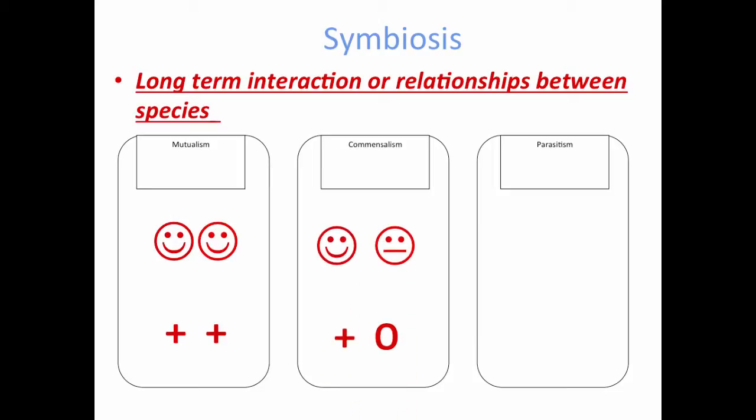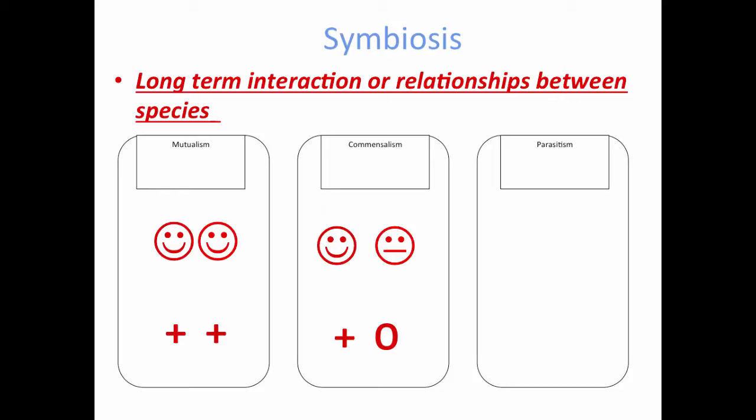Commensalism is when one organism benefits from the relationship, but the other one is not affected. They are not helped, but they're not harmed either. So we're going to give them a 0, kind of like neutral. And then the last one is parasitism.